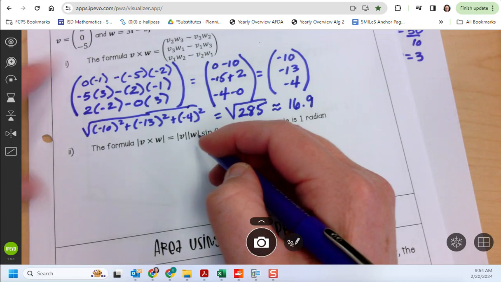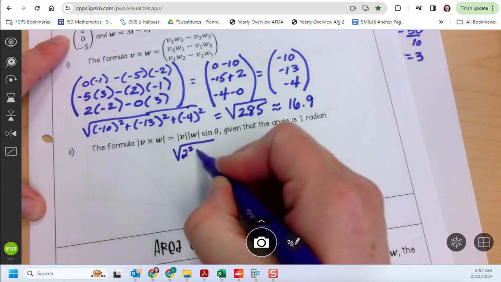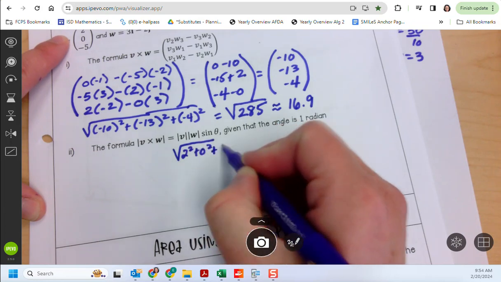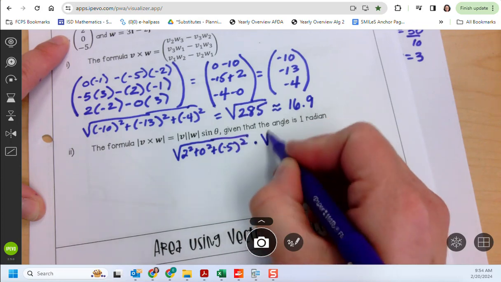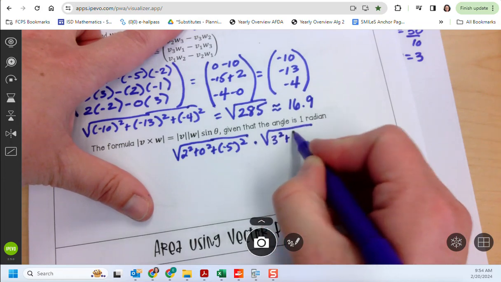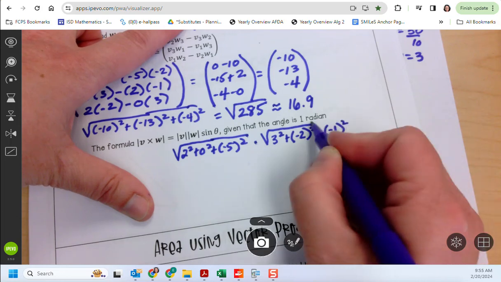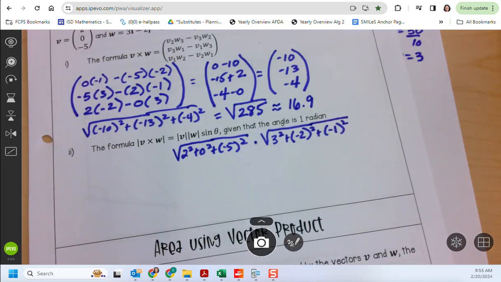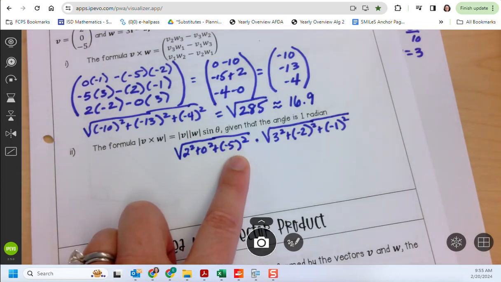So that's our variable. We're just going to work on this side. The magnitude of V will be 2 squared plus 0 squared plus -5 squared. And then that's times the magnitude of W, 3 squared plus -2 squared plus -1 squared. Remember that when you square a negative, it turns positive, and so if you're not sure if your calculator is doing the right thing, you can always just square the positive number. Take a little shortcut there, and then you don't even need the parentheses on it.